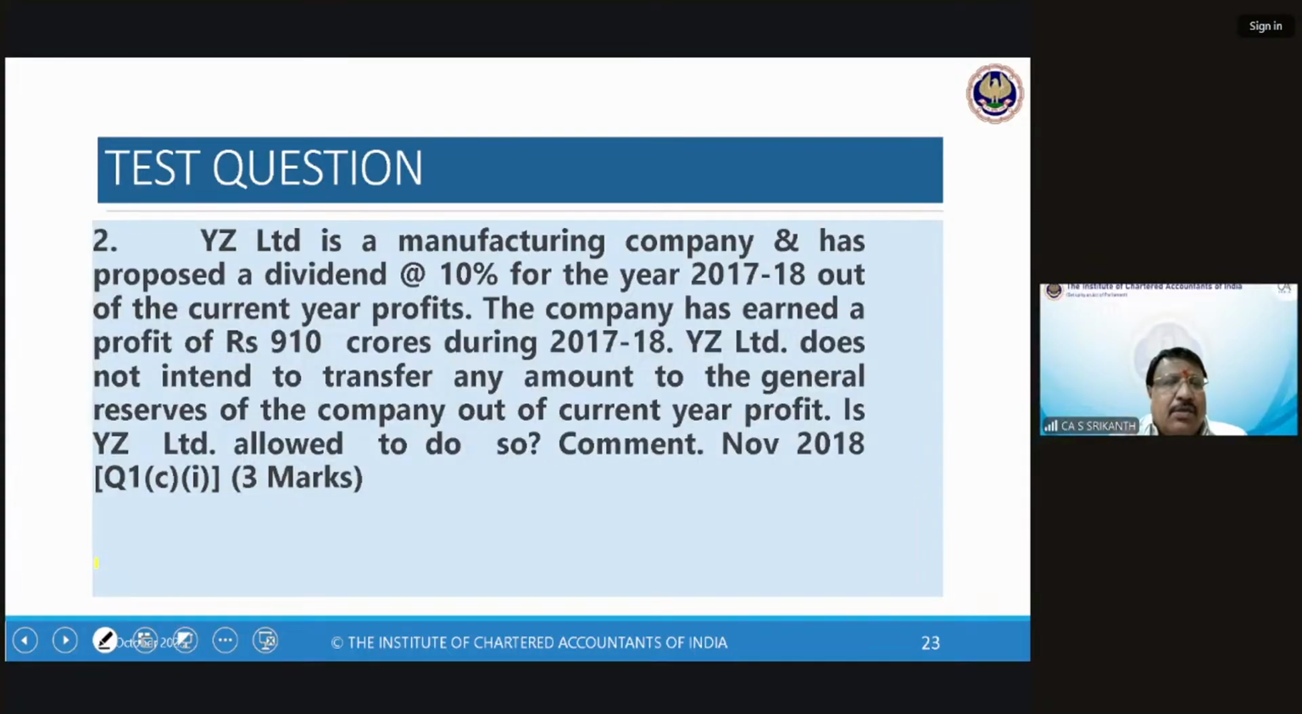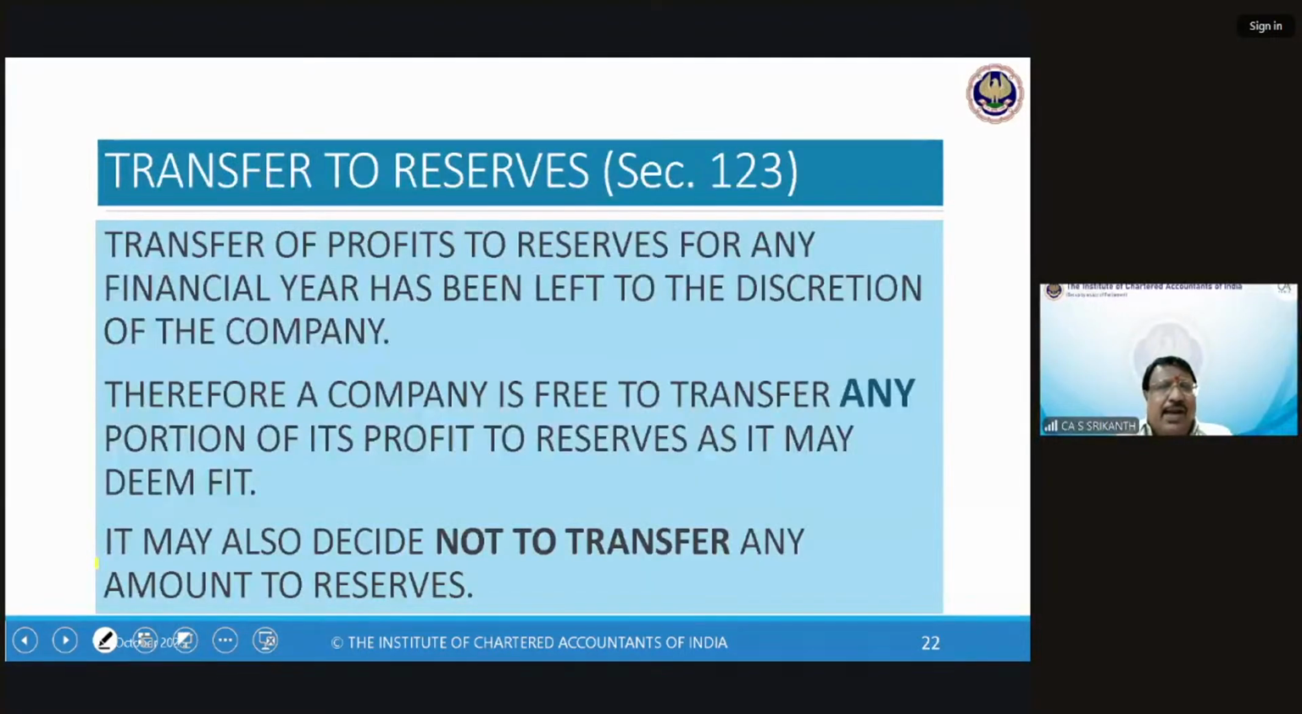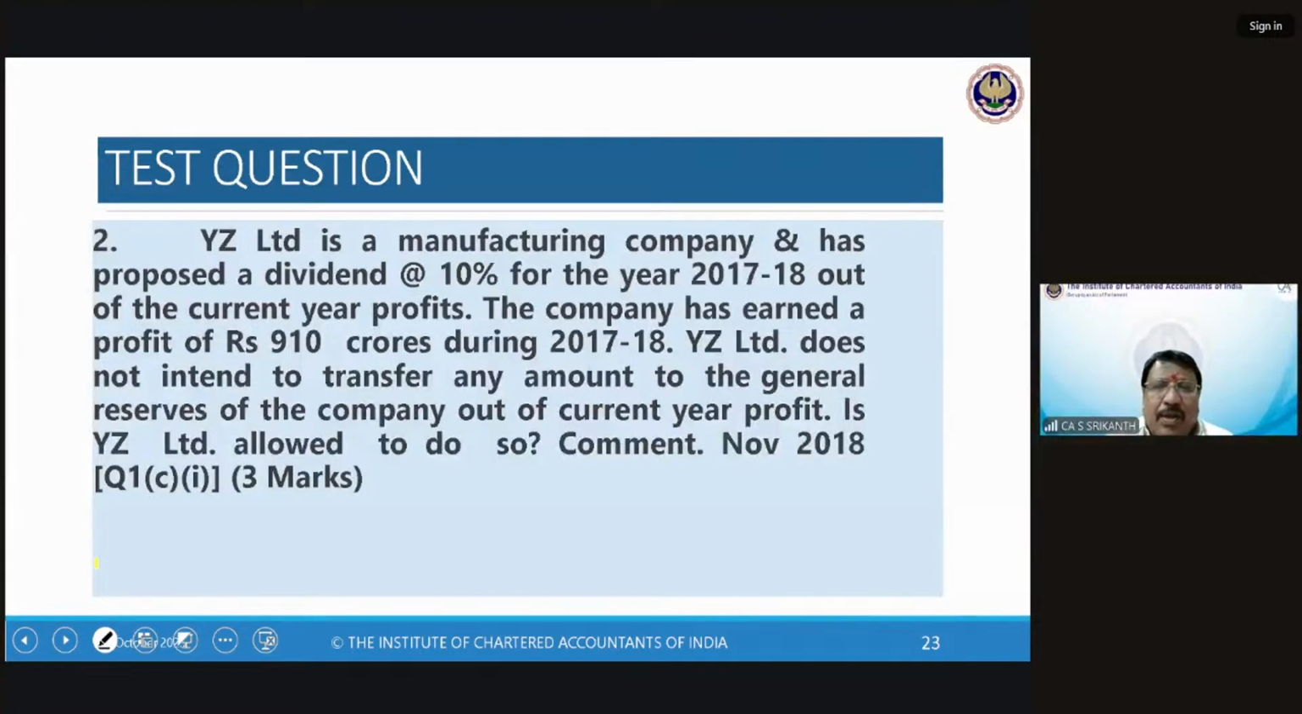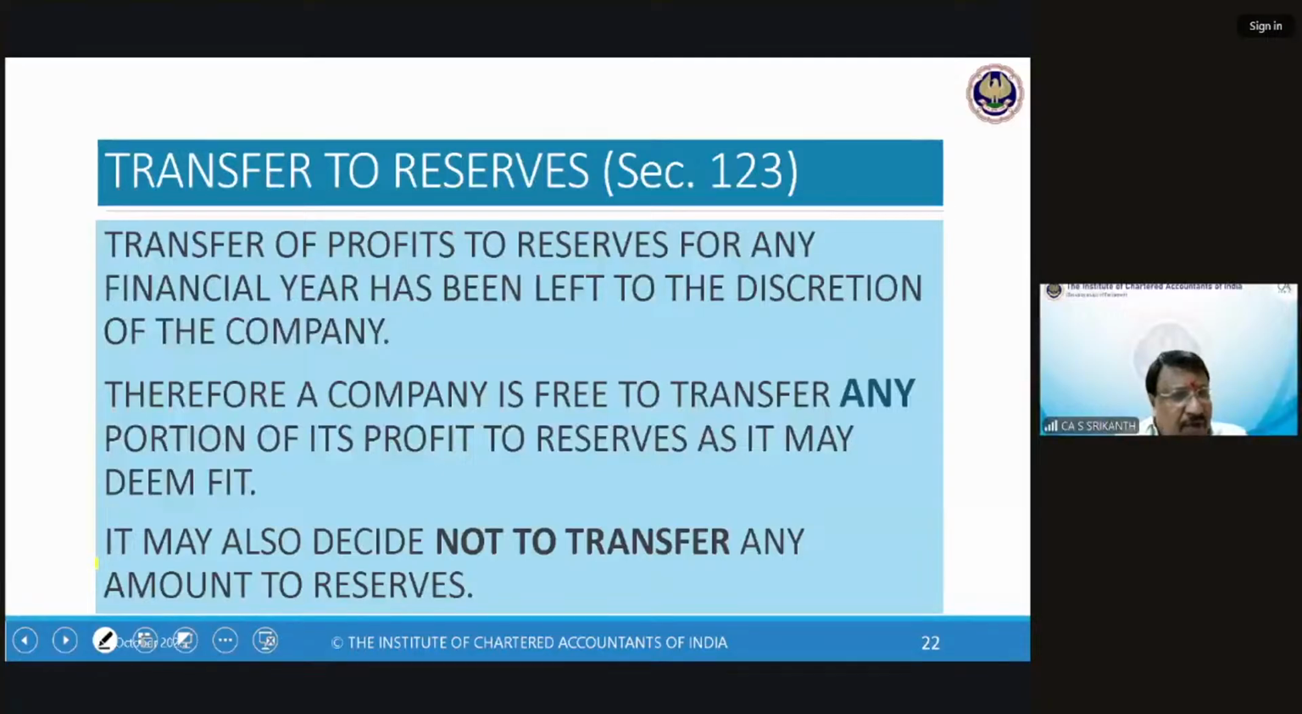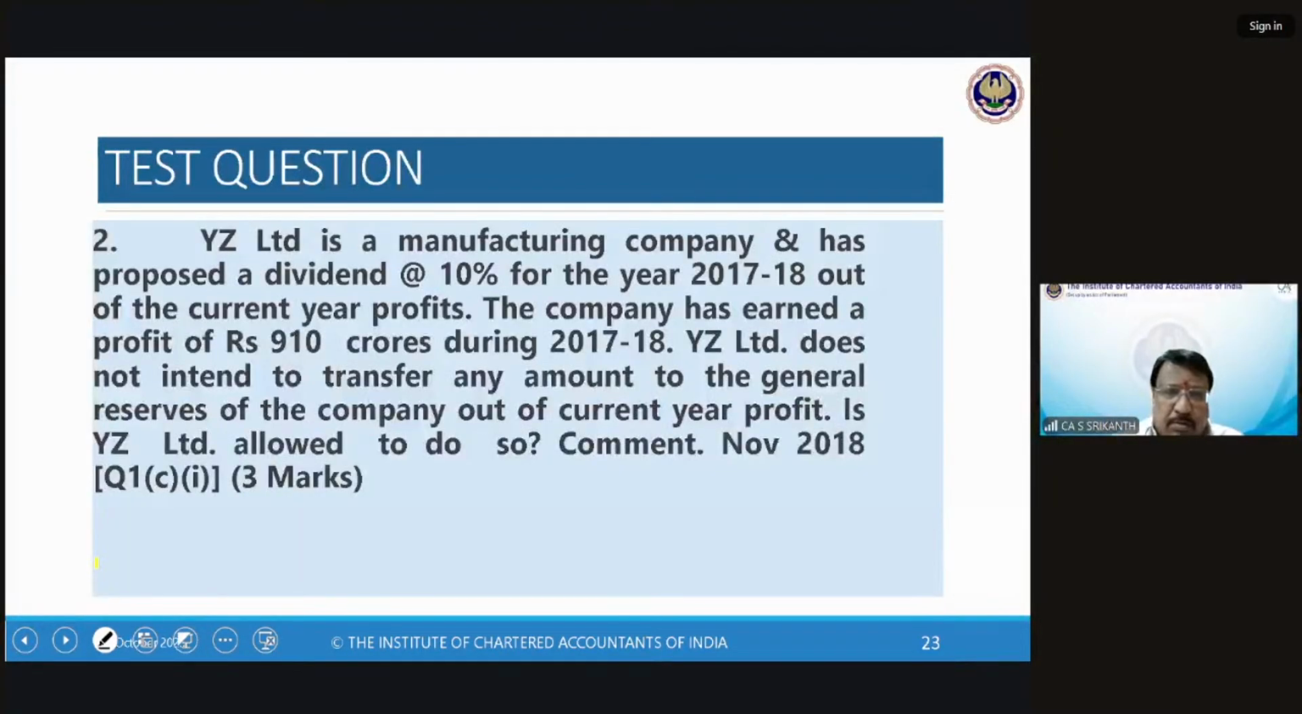If you know this, you'll immediately write. How many lines should I write for this? Four lines. These three lines plus the answer. Therefore, YZ Limited is allowed to decide not to transfer any amount to the general reserve out of current year profit. So how many lines do I have to write? Just three, four: one, two, three, or the conclusion. That's all. You may not get 3 marks, you get 2.5 marks. Please learn how to write answers. Don't write blah, blah, blah.